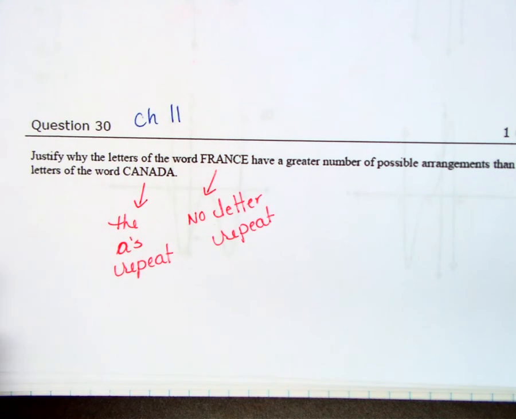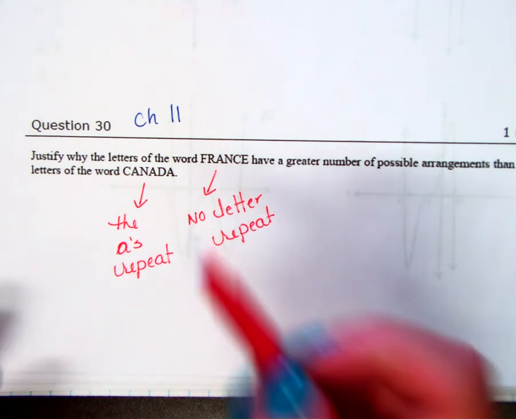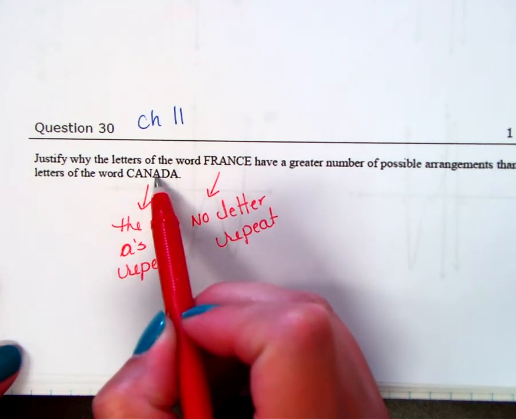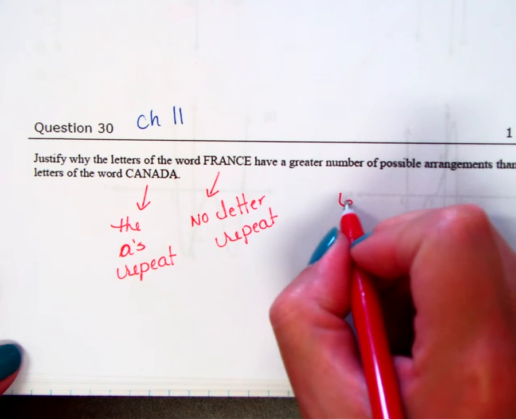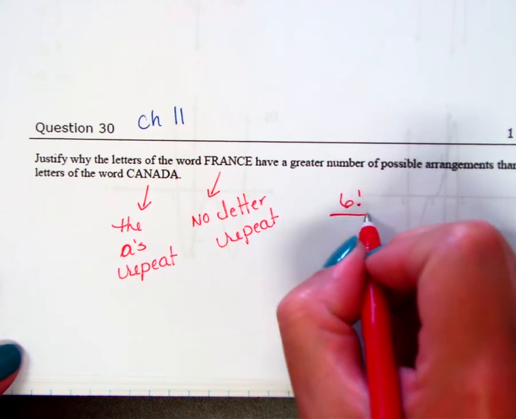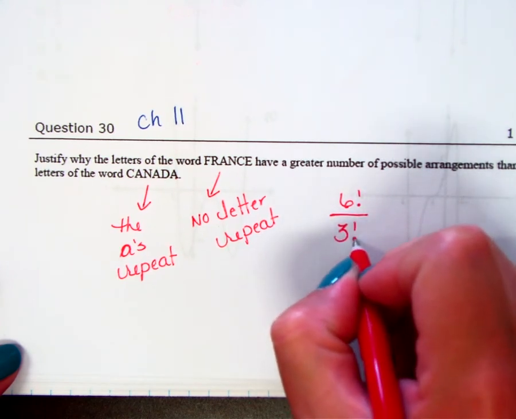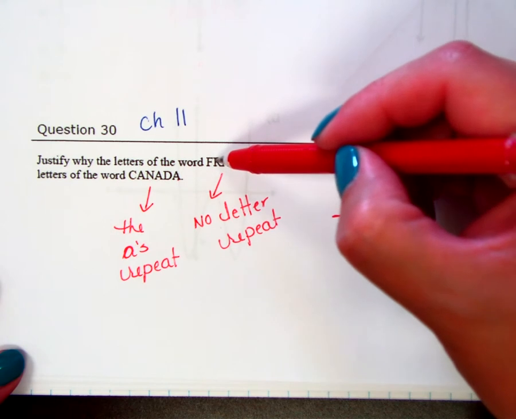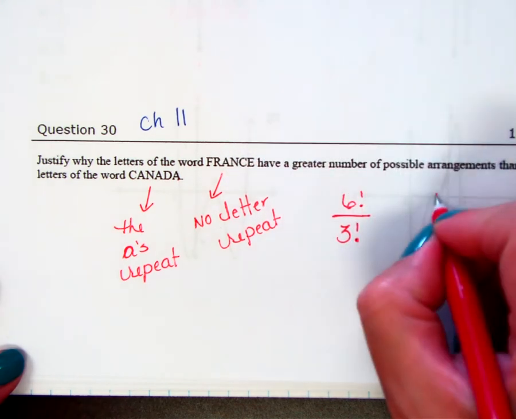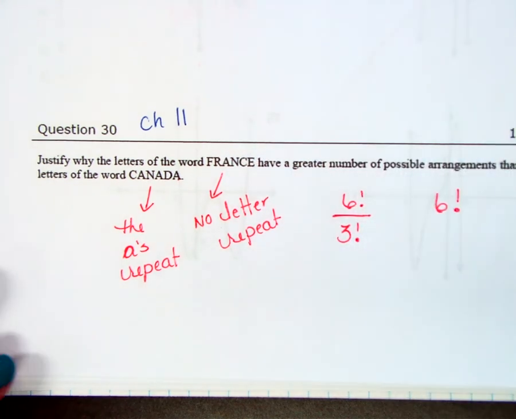Okay, so it's good that you can identify that, but that's not the reason why. Why do the letters repeating cause us grief? We have to divide by it, right? So it's going to reduce the number of groups. Canada is 1, 2, 3, 4, 5, 6, so Canada would be 6 factorial, but it would be divided by the A's, which repeat, which would be 3 factorial. France is 1, 2, 3, 4, 5, 6, but does it have any repeats? So which one's greater? France.